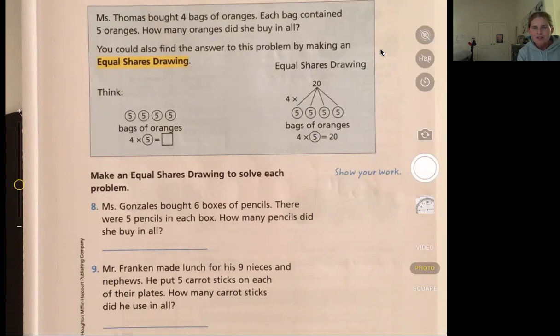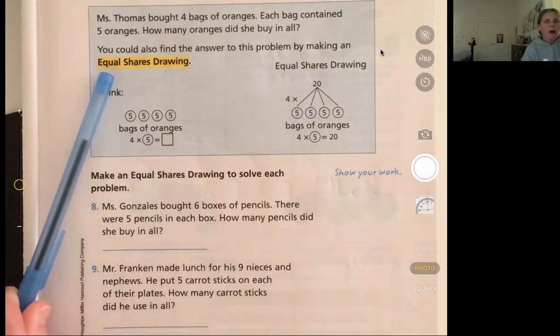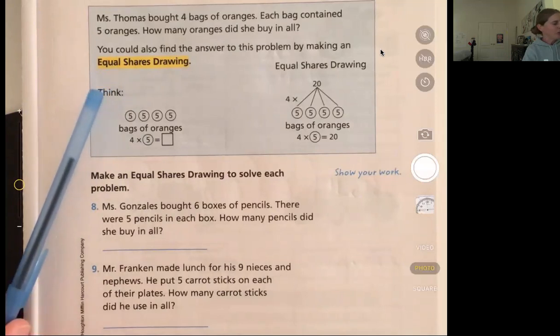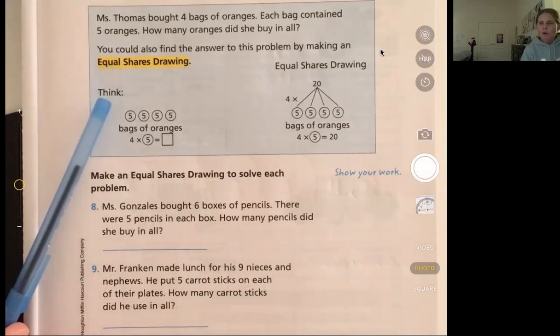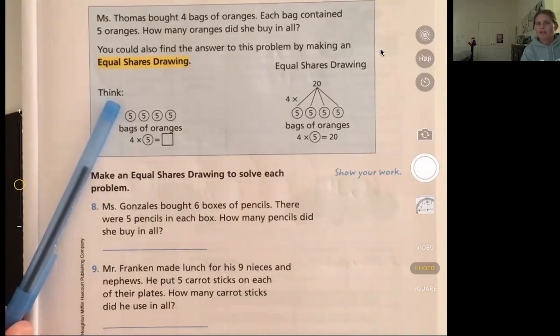So yesterday in math, we started counting by fives. We are talking about equal groups. And so today there are a couple problems we're going to continue with, and it's going to be based around equal share drawings. So you can see that up in your blue box. It's going to show you some pictures of how we show equal groups and make drawings to solve multiplication problems.